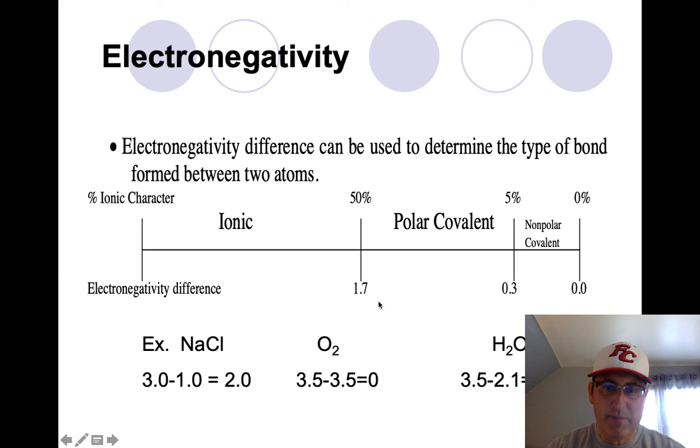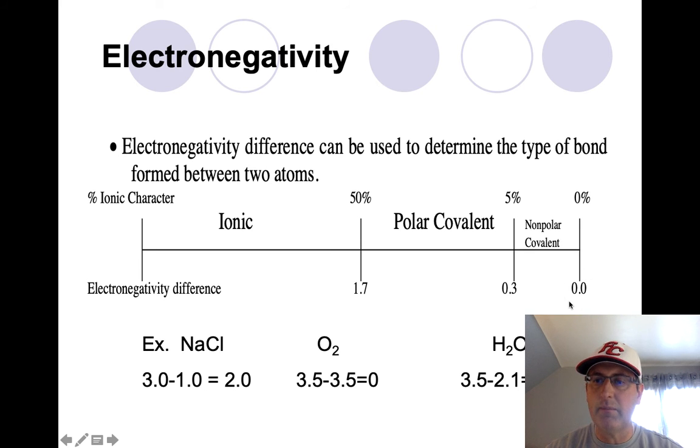Usually a difference of greater than 1.7 between the two atoms, we consider that bond to be ionic. If the difference is between 1.7 and 0.3, we consider that to be polar covalent. So they share, but not quite evenly. And then between 0.3 and 0, we consider that to be nonpolar covalent.